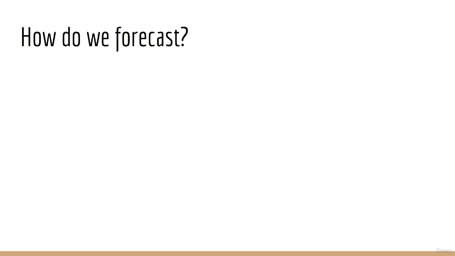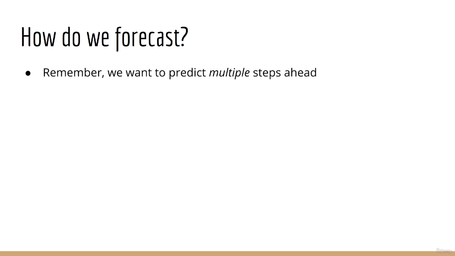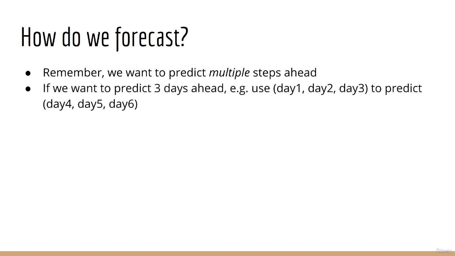So why is it wrong? Remember that we would like to use our forecasting model to predict multiple steps ahead. What we just saw was only predicting one step ahead. This is not good enough. Let's say we want to predict 3 days ahead. We want to use day 1, day 2, day 3 to predict day 4, day 5, and day 6.